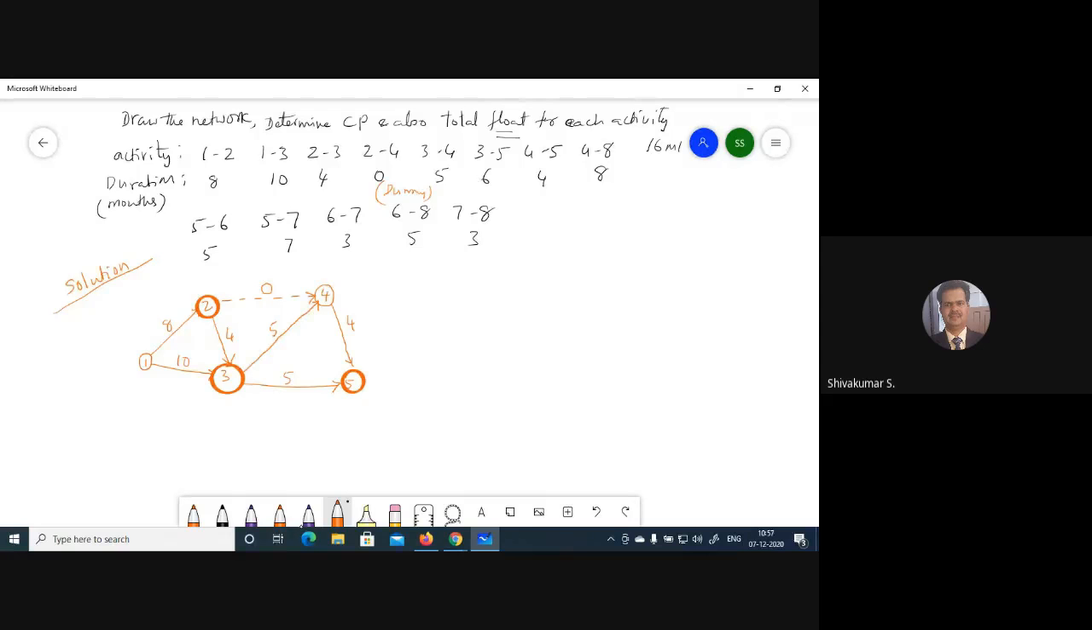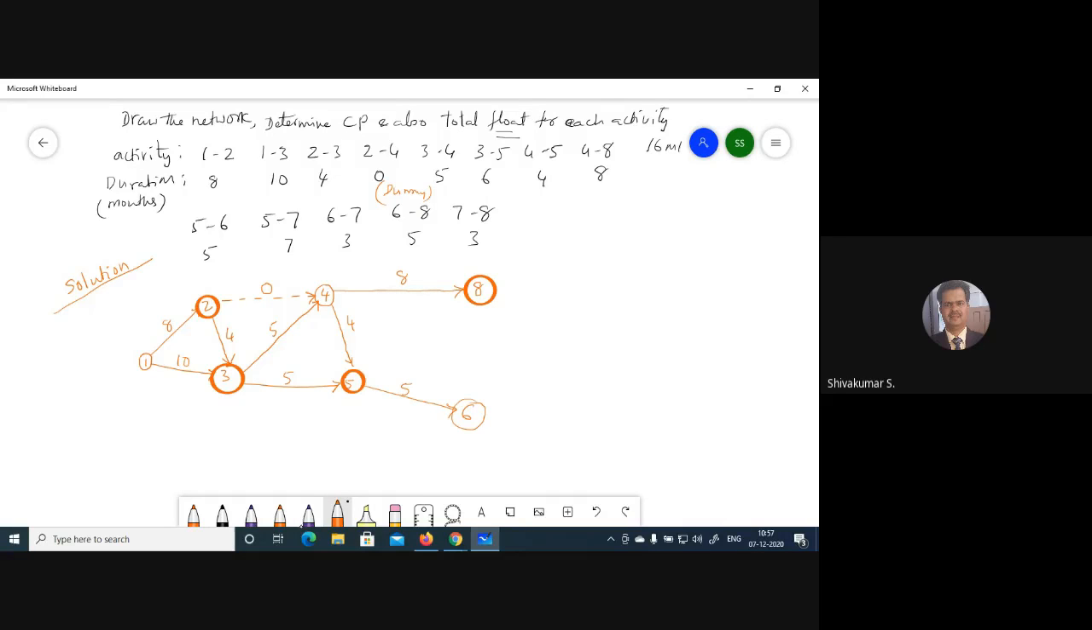Next, 4 to 5 is there. Next, 4 to 8 is there now. 4 to 8 is 8 weeks. Next, 5 to 6 is there now. 5 to 6 is 5 weeks.